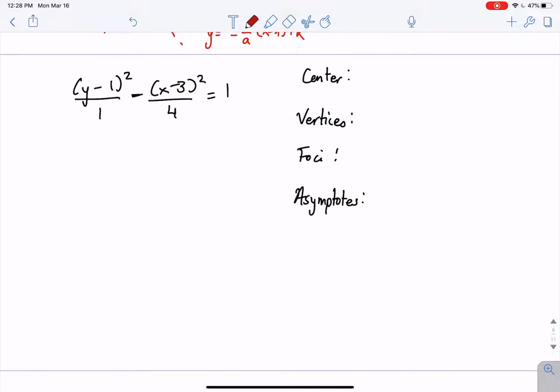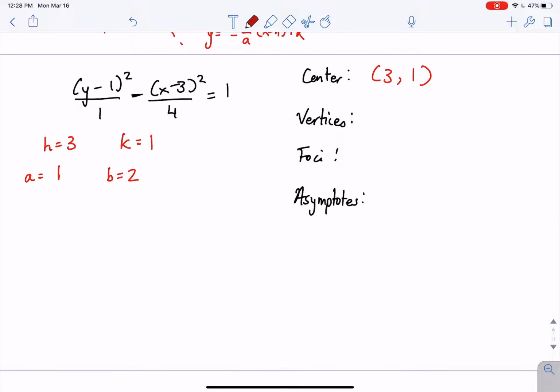So let's find h and k first. H is with the x, so x minus 3, so h is 3. K is with y, so that's a 1. Center is 3, 1. For the vertices and foci, we need a, b, and c. So we look at the positive term, that's the y term. So a is 1 and b is 2.